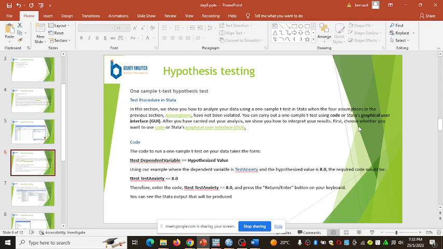So in this section, we show you how to analyze your data using a one sample t-test in STATA when the four assumptions hold. Remember there are some assumptions that are associated with specific tests, as we said in our introductory part. And what are the assumptions? What are these assumptions, by the way, if I may ask? What are those assumptions?